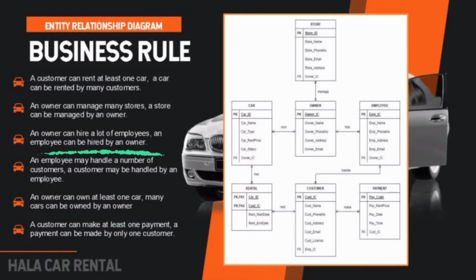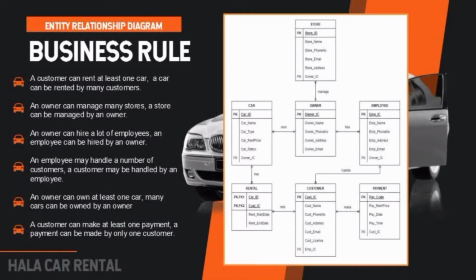An owner can hire a lot of employees. An employee can be hired by an owner. An employee may handle a number of customers. A customer may be handled by an employee. An owner can own at least one car. Many cars can be owned by an owner. A customer can make at least one payment. A payment can be made by only one customer.